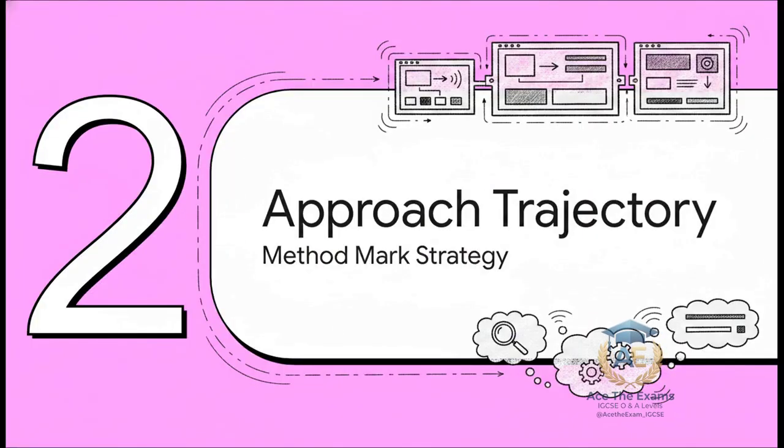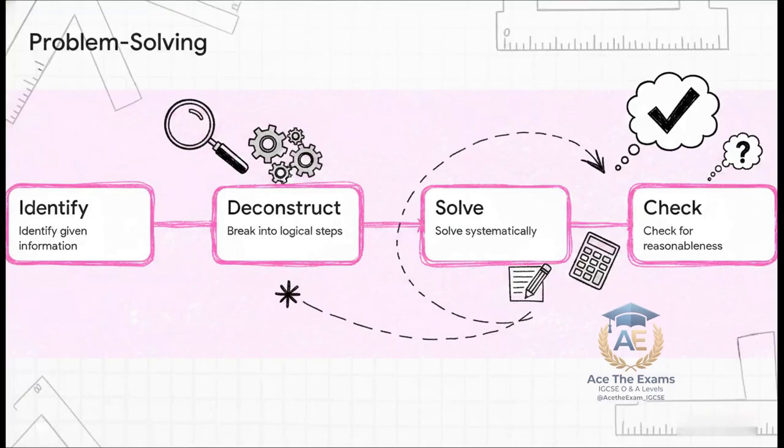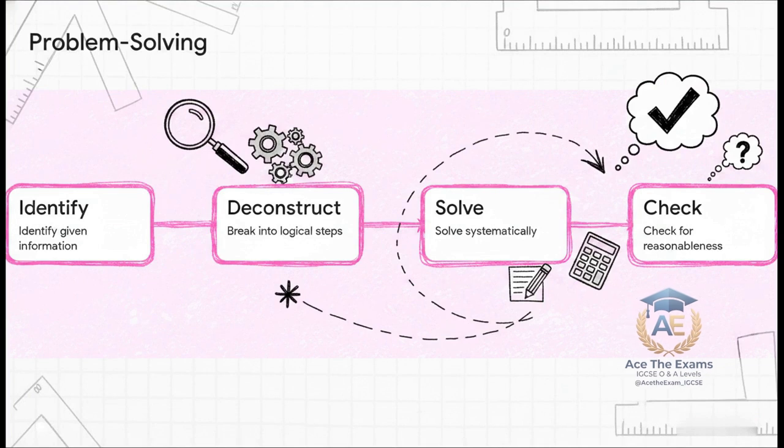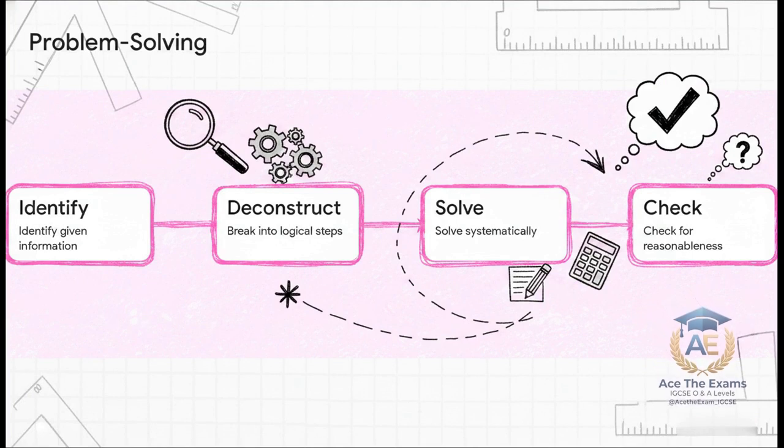Navigating to Section 2, monitoring the approach trajectory, the method marks strategy. Okay, let's look at the console UI and map out our answer framework. The absolute secret weapon here is mastering what we call the method mark strategy. Examiners actually award marks for your navigational process. Think of problem solving as a strict, non-negotiable four-step protocol.